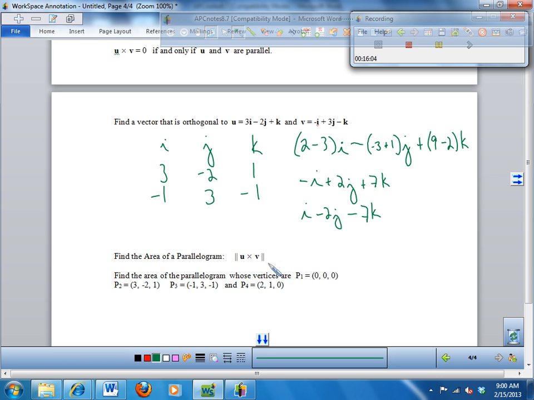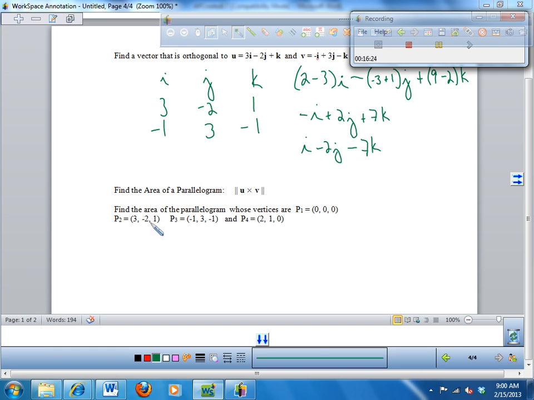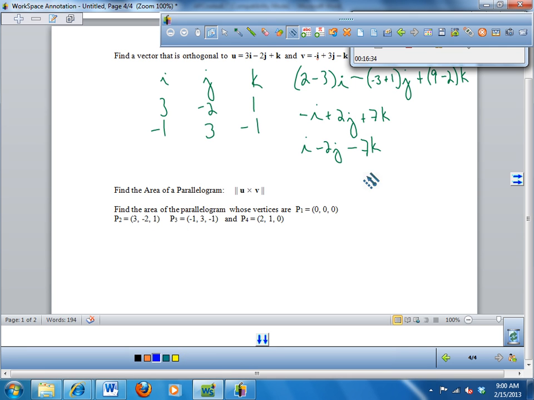So this is the one where I'm just going to tell you which sides they say are parallel. Find the area of a parallelogram whose vertices are 0, 0, 3, negative 2. So in space, let's just try to plot these points in 3D.